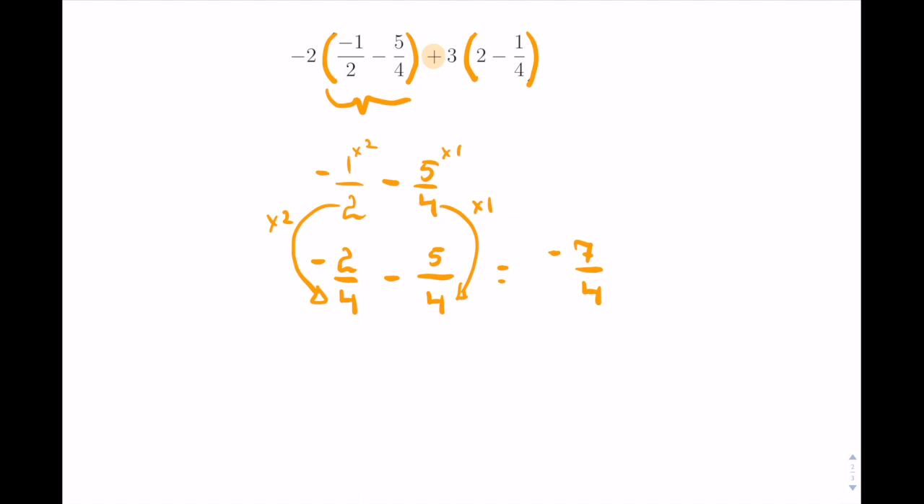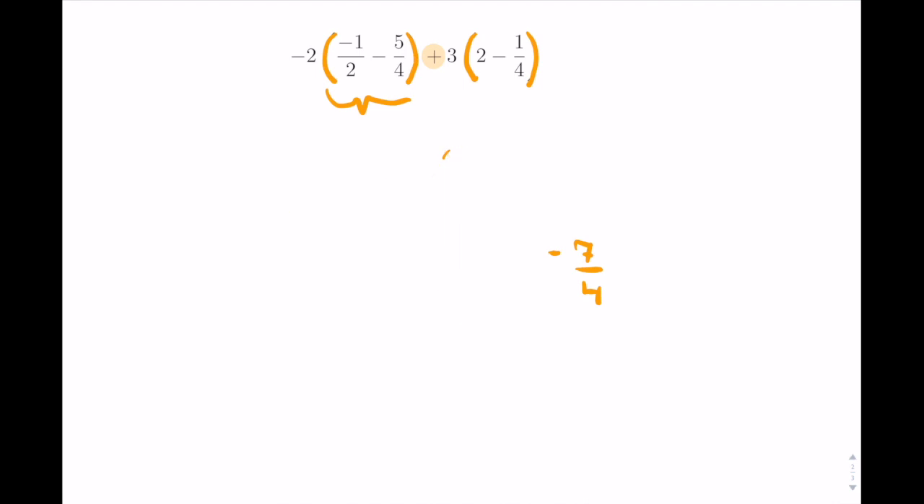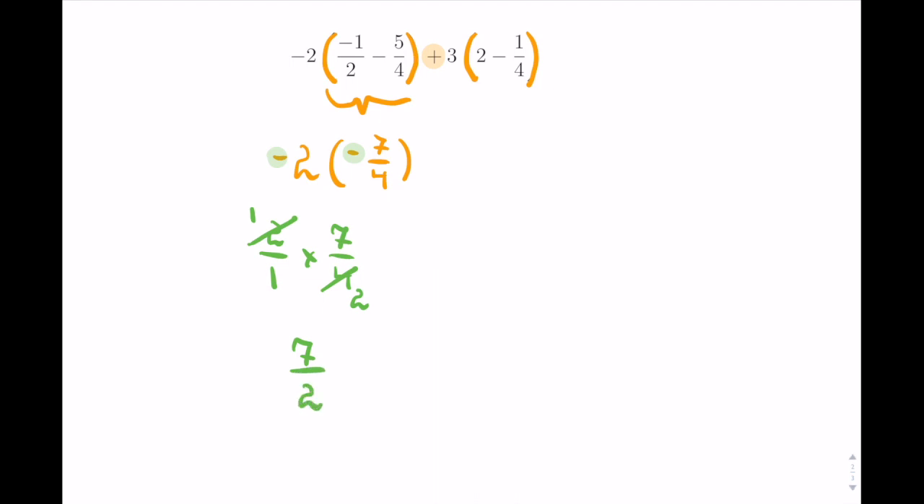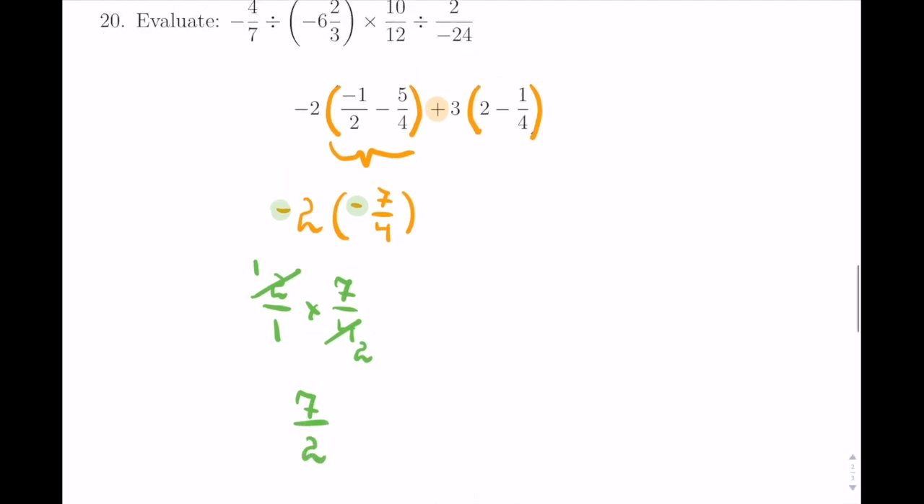Okay, so I have the first one. Let me just erase this. So this is negative 2 multiplied by negative 7 over 4. I can find out what this is. Negative times negative is positive, and now multiplication, so this is 2 over 1 multiplied by 7 over 4. I can reduce: 2 goes into 4 two times, and into 2 once. This becomes 7 over 2. So that is this big thing right here, that's what I just found: 7 over 2.